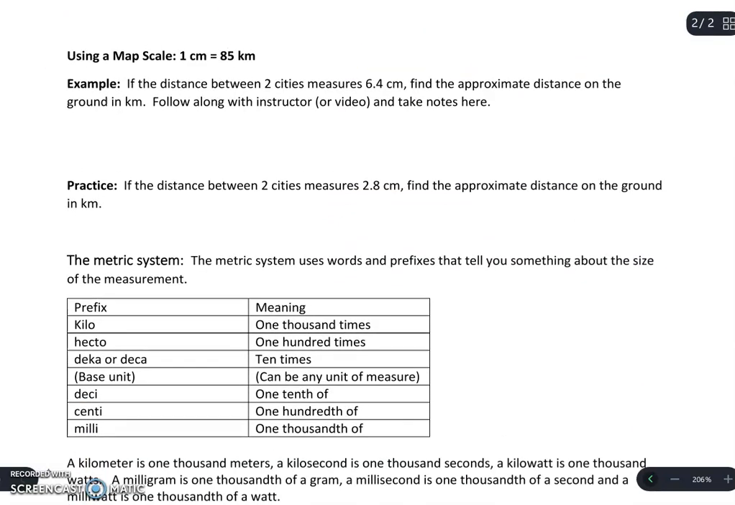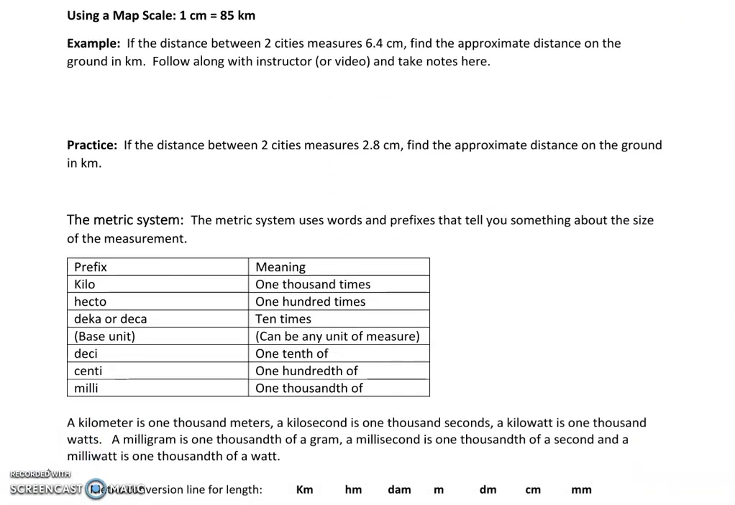Next one is using a map scale. 1 centimeter equals 85 kilometers. So now this isn't saying that those are equivalent metric expressions. What it's saying is that on the map, 1 centimeter on the map equals 85 kilometers in real life. Because we do know that 1 centimeter would not equal 85 kilometers. There's a big difference here.